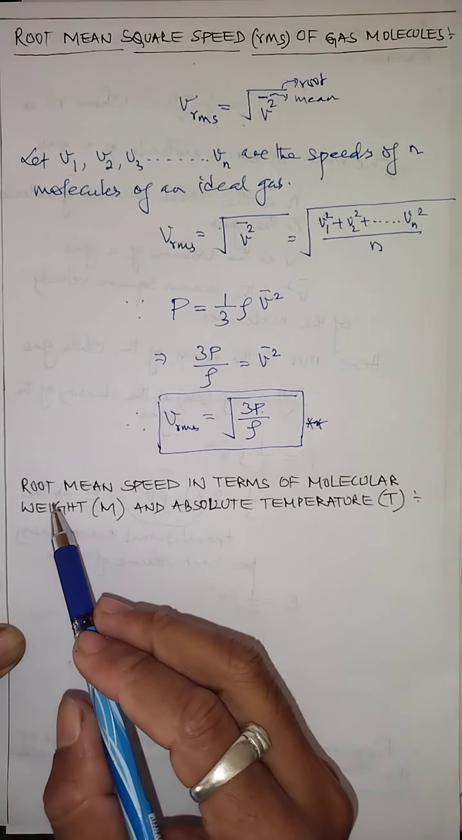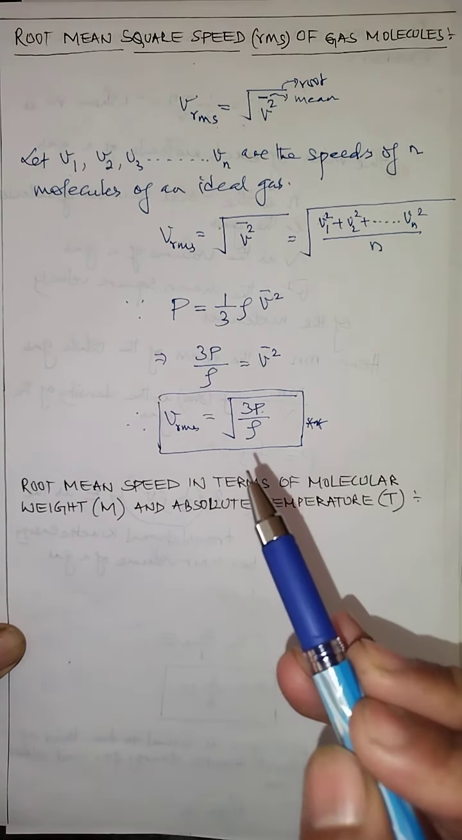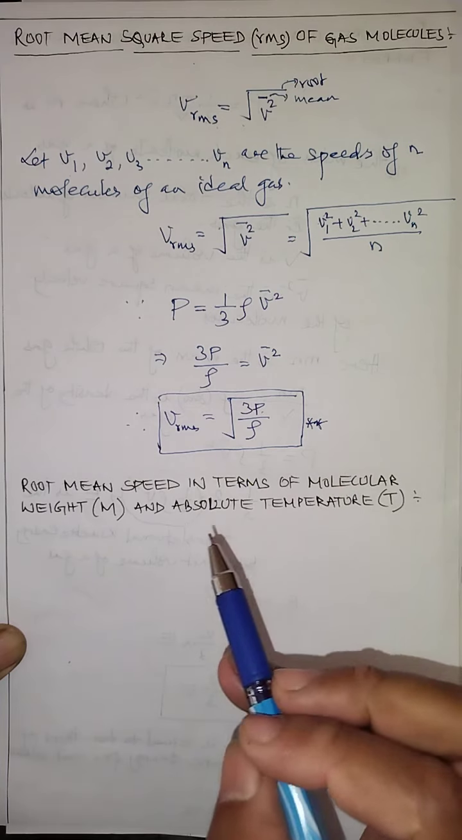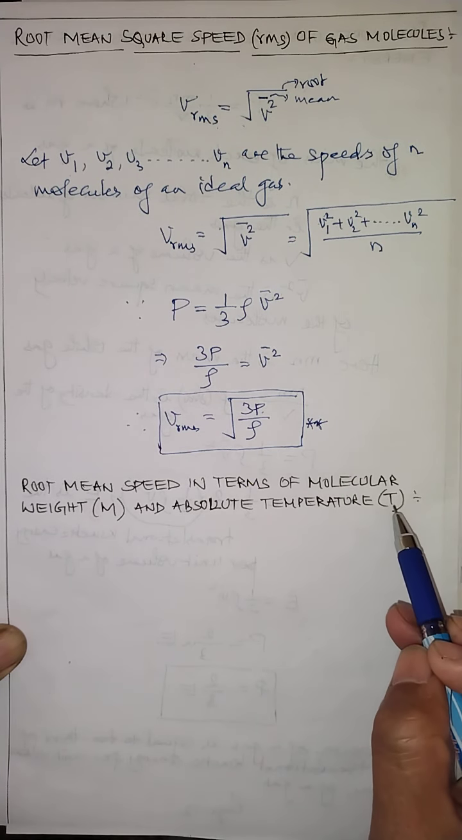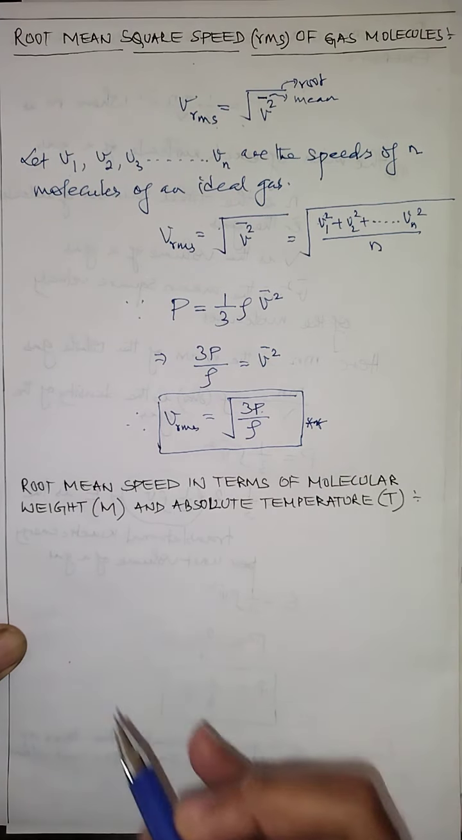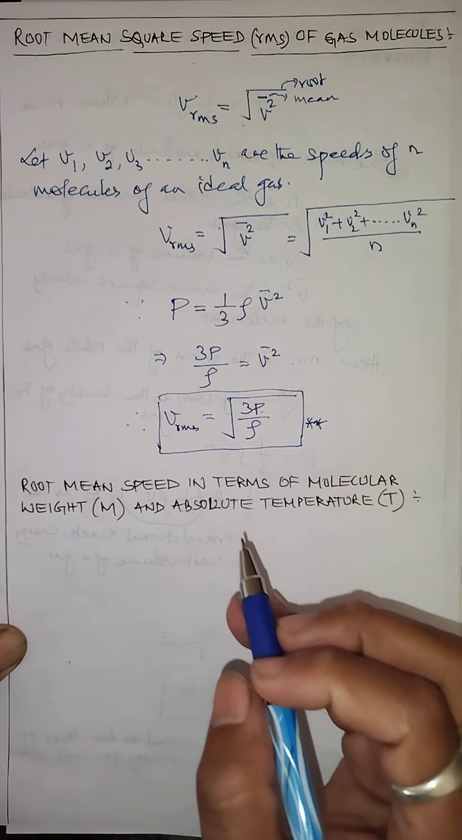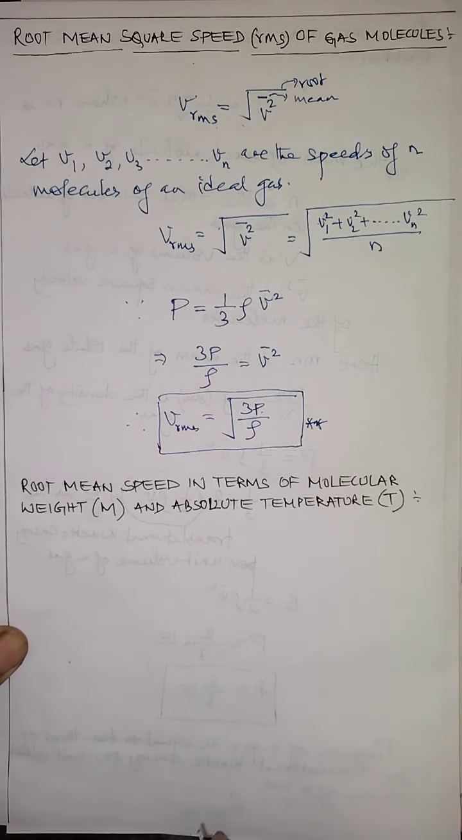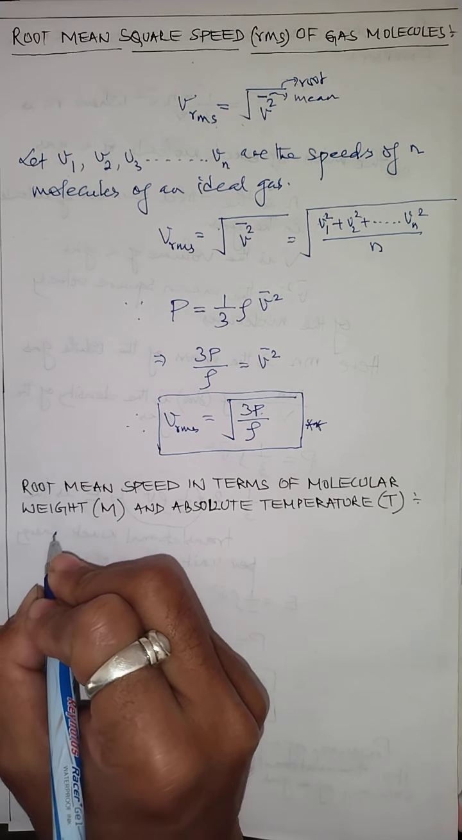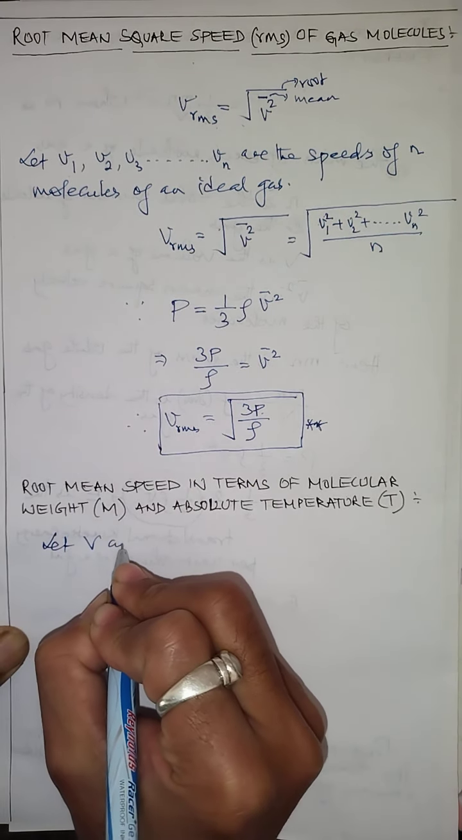Alright dear children, now we write the same expression of root mean square speed in terms of the molecular weight of a gas and the absolute temperature. Absolute temperature is marked by letter T, and every gas has a molecular weight, expressed by capital M. Now, in order to write the same relation in terms of molecular weight and absolute temperature, I'll take an ideal gas, but of what? 1 mole of ideal gas.